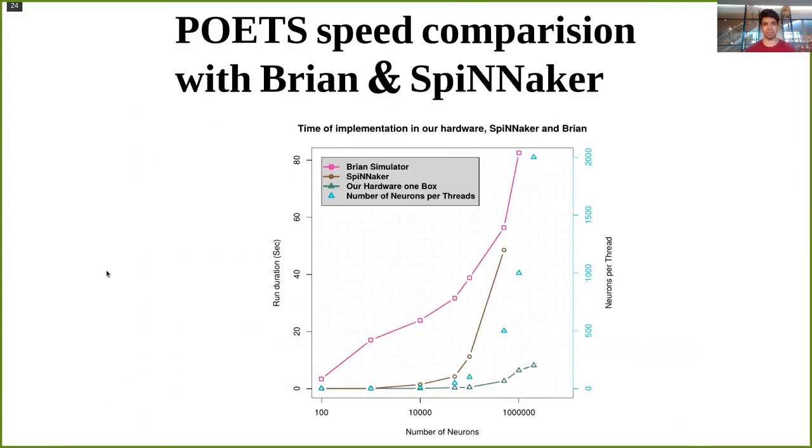Okay, and here we have the POETS speed comparison with Brian and SpiNNaker. If we look at the number of neurons, we could run 2 million neurons on POETS. Comparing the speed with SpiNNaker, I can say that POETS is between 8 and 16 times faster than SpiNNaker, and more than 25 times faster than Brian.